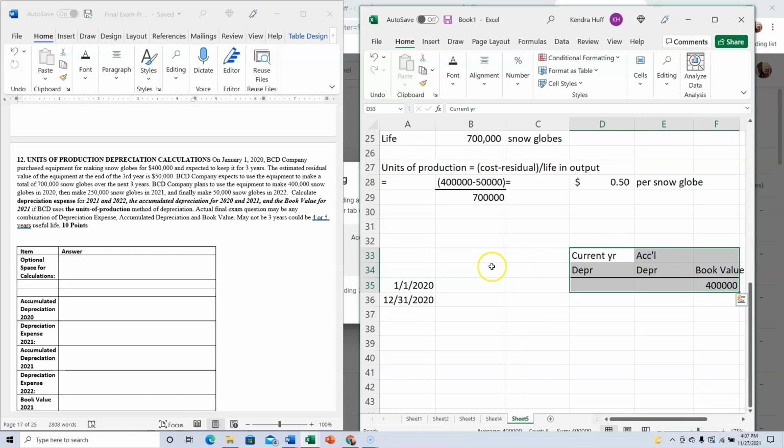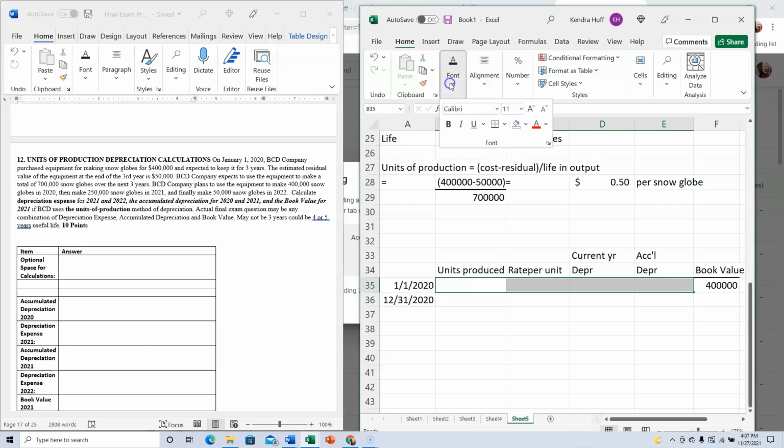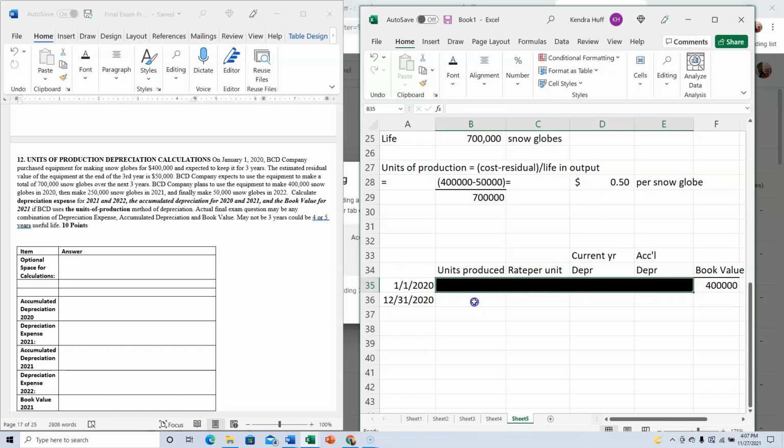We have 2 columns. We're going to have production. I'm going to do units produced, and then cost per unit. I'm going to call that rate. Alright, so this first one up here, don't put anything in there. It's just starting us off with our book value.